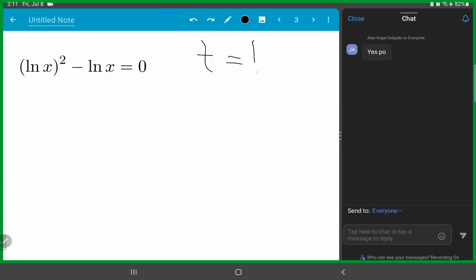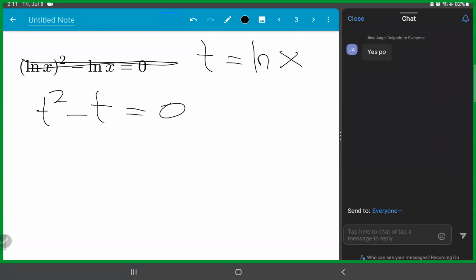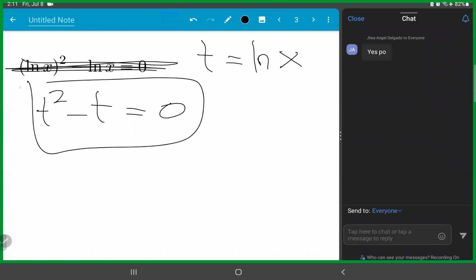So let t be equal to ln x, so that we now have the equation in terms of t as t squared minus t equals 0. And then this looks just quadratic to you, right? Not something to be afraid of. So if you forget about this one and you were just given this one, right?